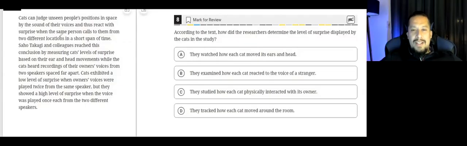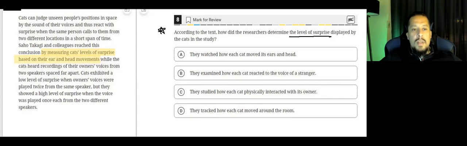Question number 8, test 3. We read the paragraph. Now we read the question. So according to the text, how did researchers determine the level of surprise displayed by the cats? And so I think it's right here. By measuring the cat's level of surprise based on their ear and head movements.